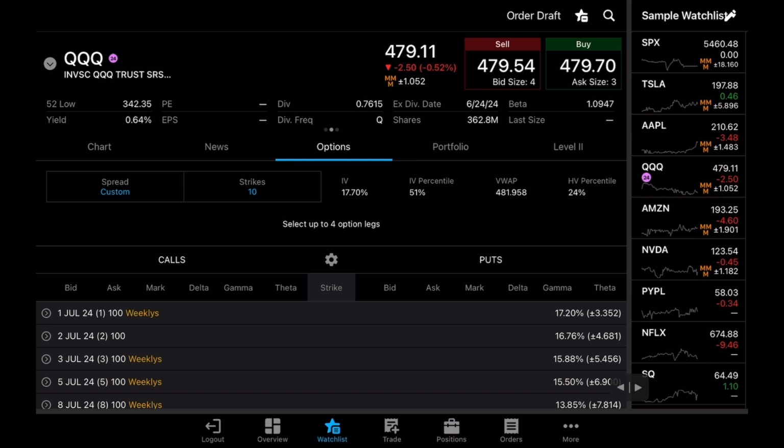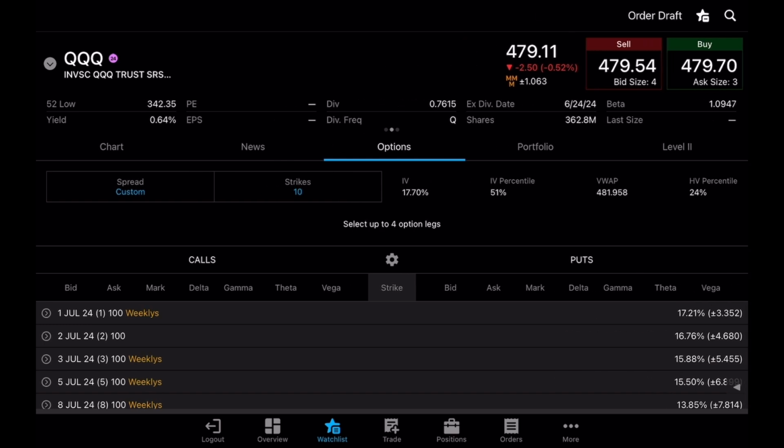So a call is essentially you anticipating the stock to rise. Puts means you anticipate the stock to fall. So those are the two key factors we need. I'm going to go ahead and collapse this sample watch list, that way we get full scope.